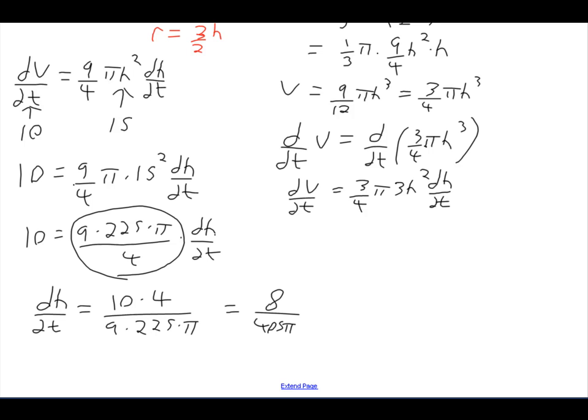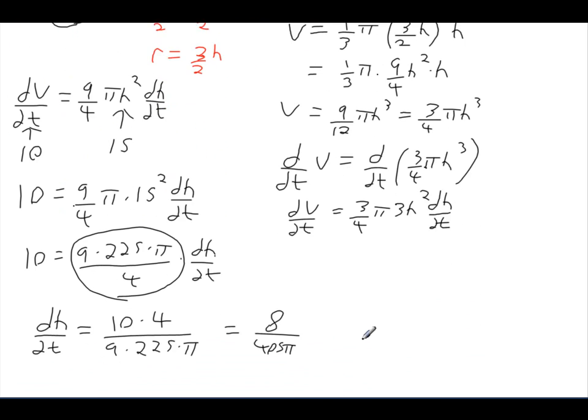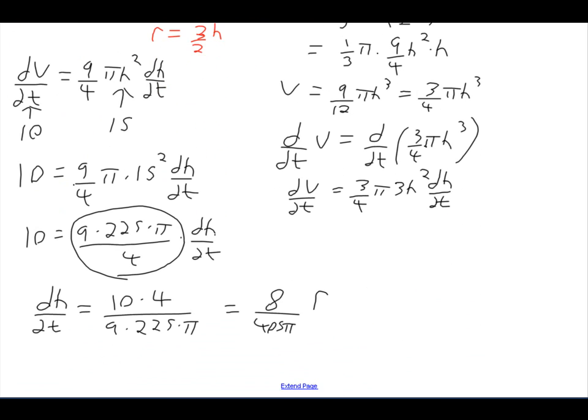But remember, we're dealing with the rate of change, so we need units. What are our units? Let's look back at the original problem. We're dealing with feet and we're dealing with minutes. So the rate of change of the height will simply be feet per minute. And this is our related rate.